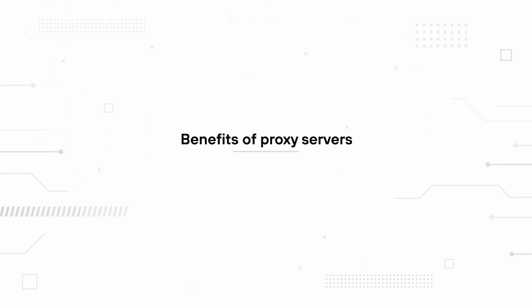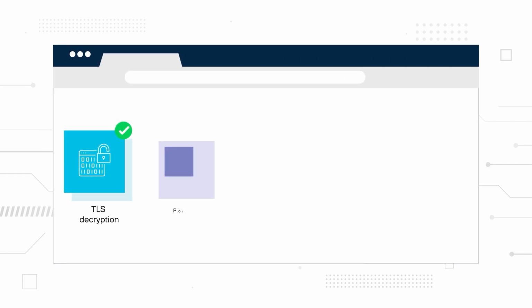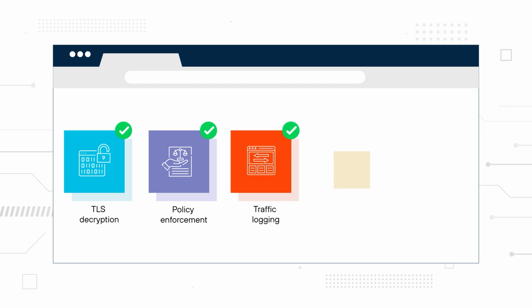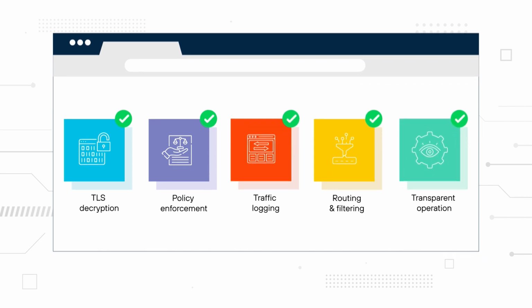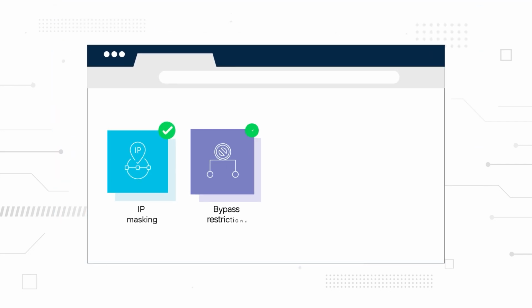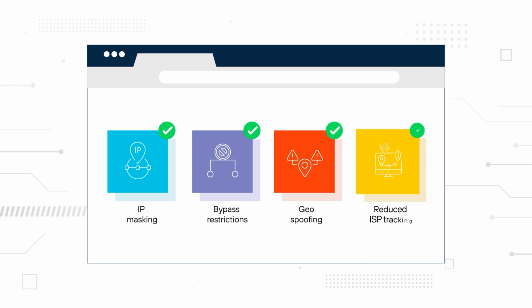Proxy servers bring different benefits depending on where they're used. Enterprise proxies decrypt TLS, enforce policies, log traffic, and route it based on rules, all without user setup. Consumer proxies focus on IP masking and bypassing blocks. They also help with location spoofing and limiting ISP tracking.